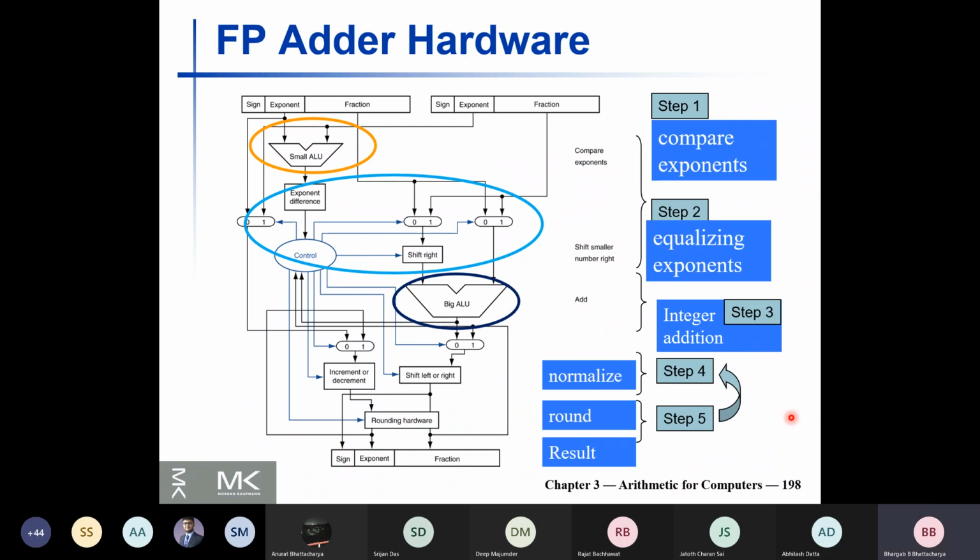So maybe in the next class, we'll briefly talk about floating point multiplication, and we'll do an overall review of whatever we have studied in computer arithmetic. And that will finish our discussion on computer arithmetic. Next time, we'll move on to other chapters like processor design, memory, and pipelining.